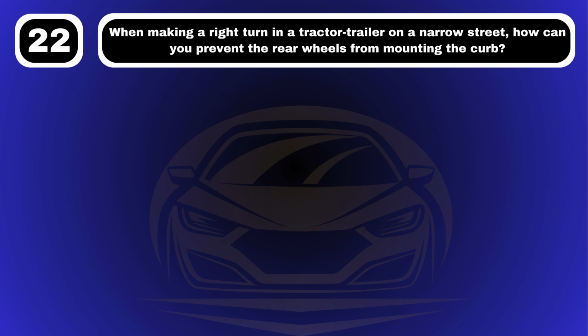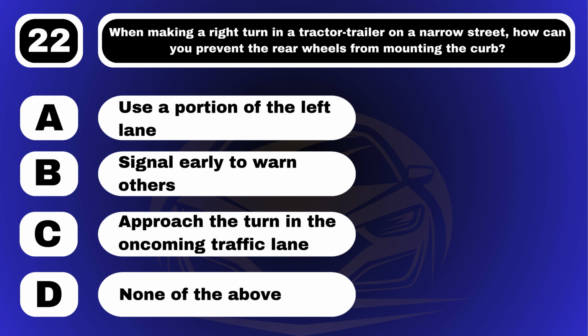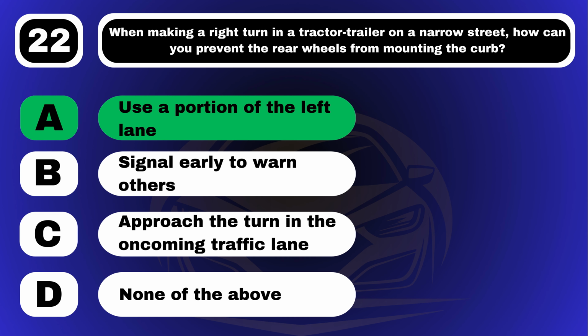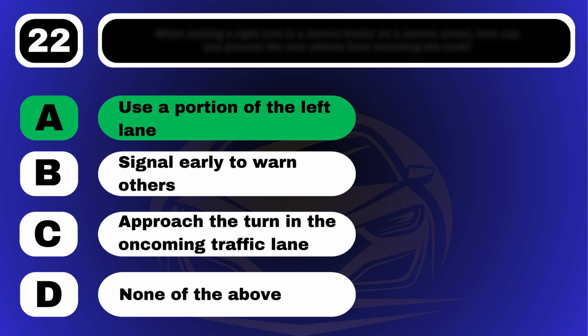When making a right turn in a tractor trailer on a narrow street, how can you prevent the rear wheels from mounting the curb? A. Use a portion of the left lane. B. Signal early to warn others. C. Approach the turn in the oncoming traffic lane. D. None of the above. The answer is A. Use a portion of the left lane.